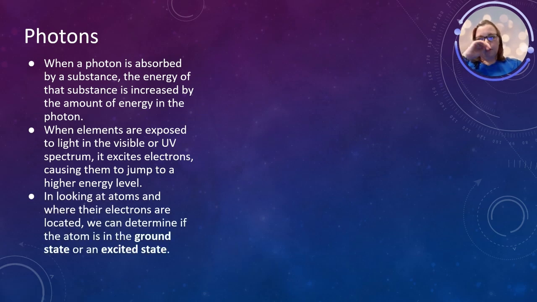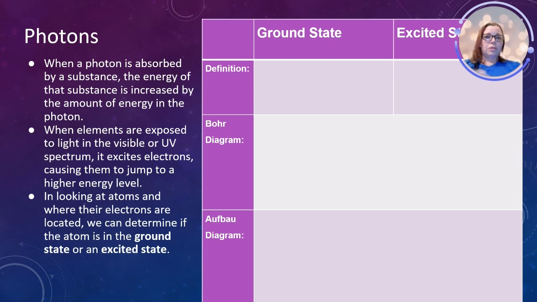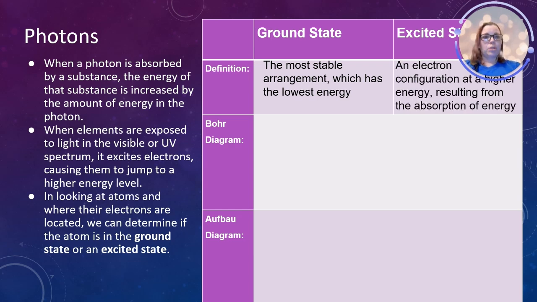Let's see. Yay. Okay. In looking at atoms and where their electrons are located, we can determine if an atom is in the excited state or the ground state. So let's compare those things side by side. So the ground state is the most stable arrangement, which has the lowest energy, right? Because nature finds stability at the lowest energy, versus an excited state, which is an electron configuration at a higher energy resulting from the absorption of energy.